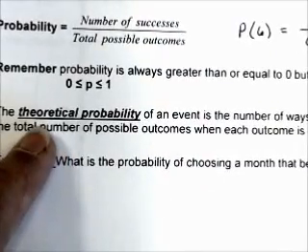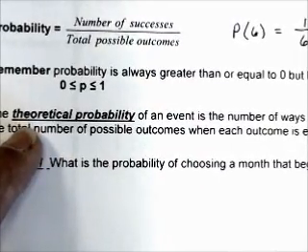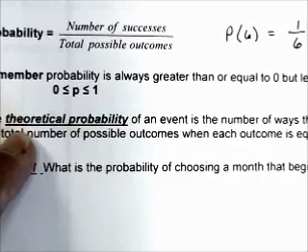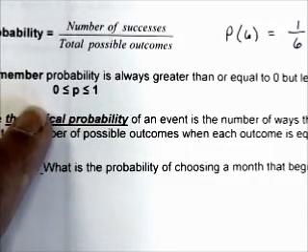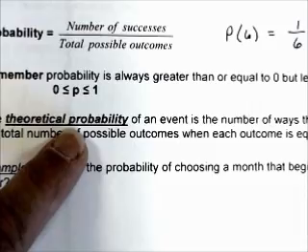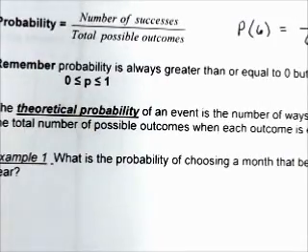Probability is always greater than or equal to 0, but less than or equal to 1. All right, so you cannot have negative probability, nor can you have probability that is greater than 1.